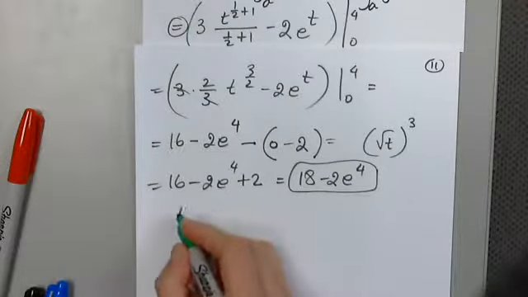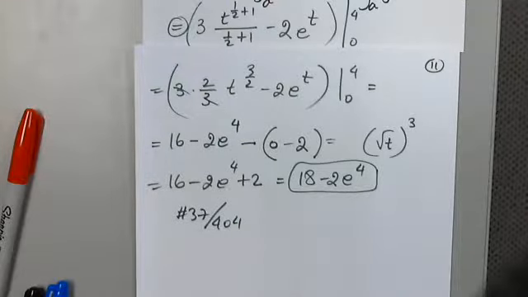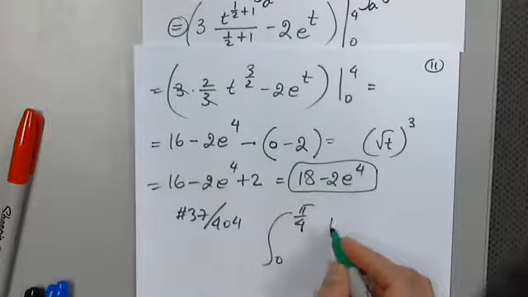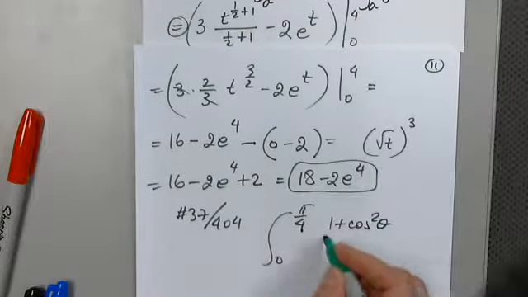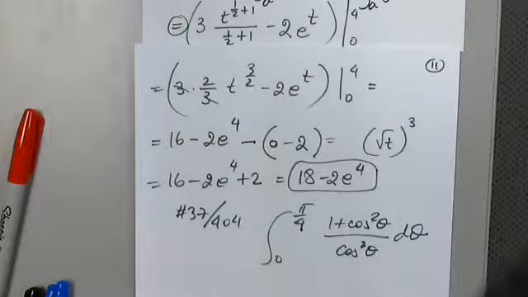Here's 37 on page 404. The integral from 0 to pi over 4 of 1 plus cosine squared over cosine squared theta d theta.